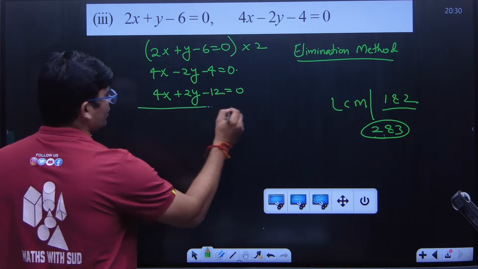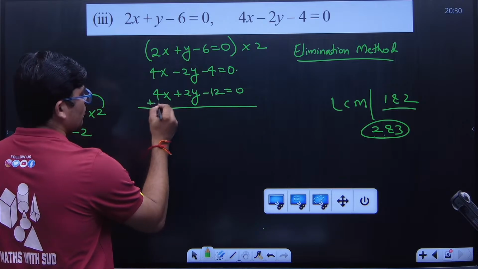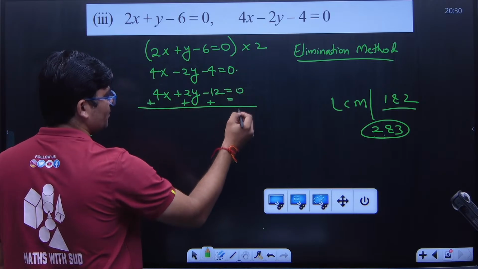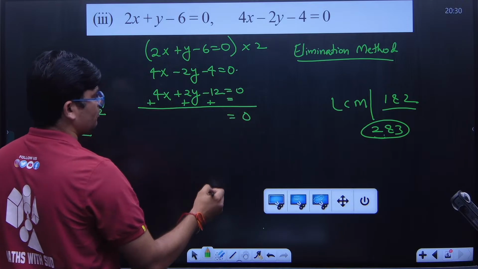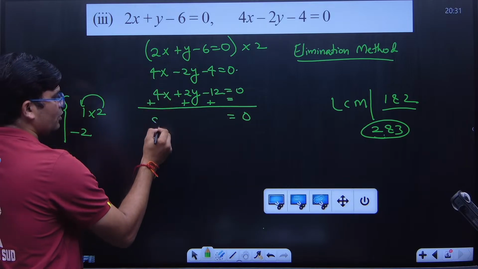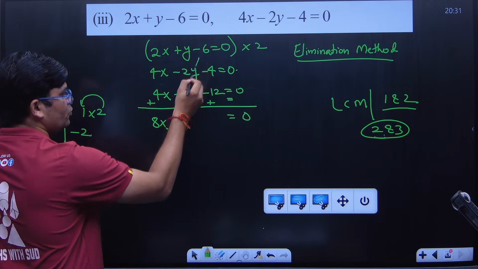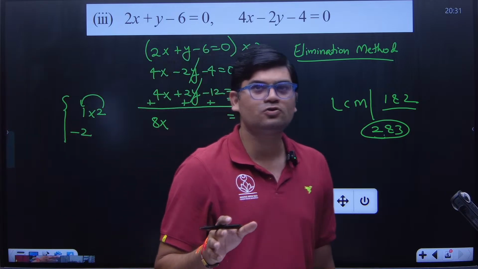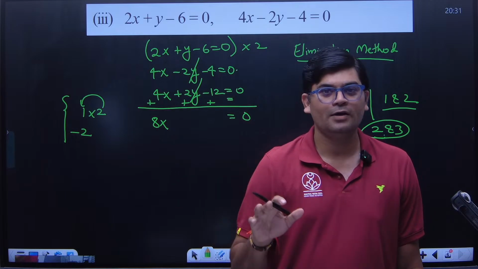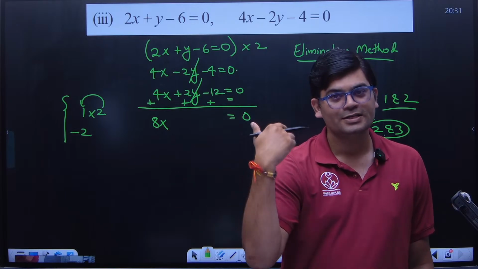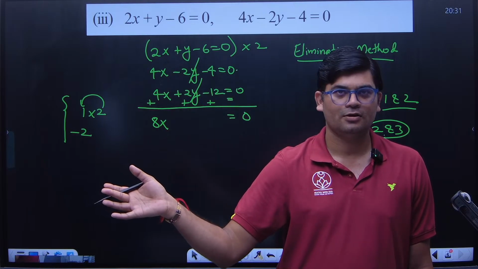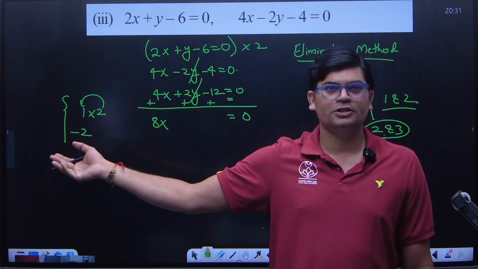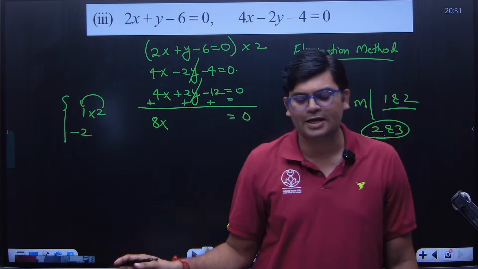Now we are going to add the equations. What is 0 plus 0? 0. What is 4 plus 4? 8. So you can see that one of the parts is going to cancel out. Minus 2y and plus 2y will be cancelled. Why? Because I made their coefficients the same with the opposite sign. One was minus 2, I multiplied that by 2 and made it positive. So 2y and minus 2y will cancel each other out.